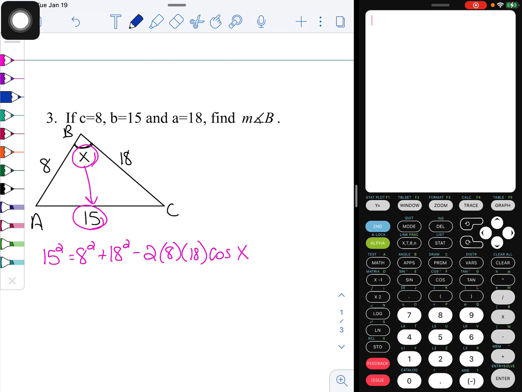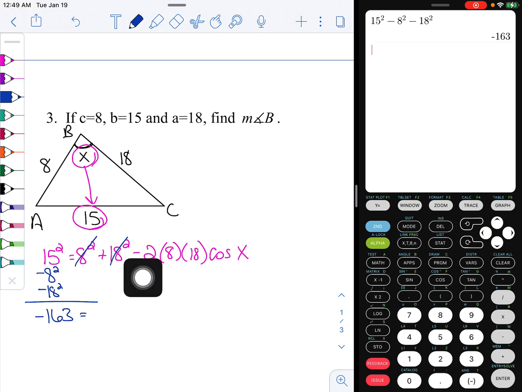So first thing I'm going to do is take 15 squared minus 8 squared minus 18 squared. That will get rid of those two pieces. So onto the calculator, and I left Calculate 84 up and running for this video because I knew I was going to be using it plenty. So negative 163 is equal to, at the same time I'm going to multiply negative 2 times 8 times 18. And that gets me negative 288 cosine of x.